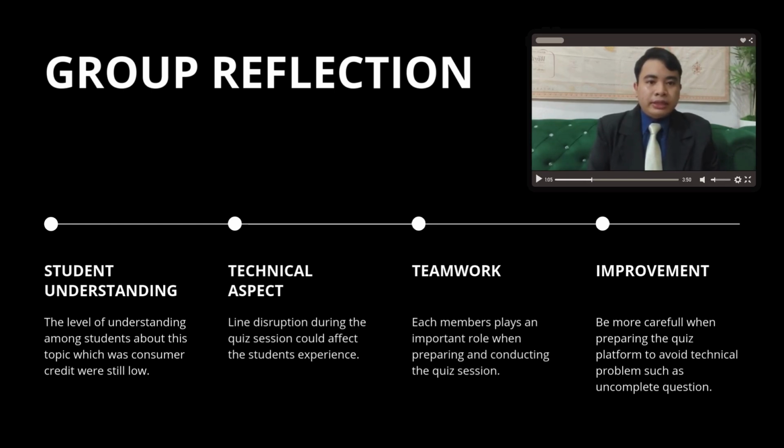As a group, we realized that our group responsibility is not just to share an activity or a game, but to make sure the materials we present are valuable, meaningful, and provide students with knowledge they can use beyond the classroom. Alright, the next one is the technical aspect.